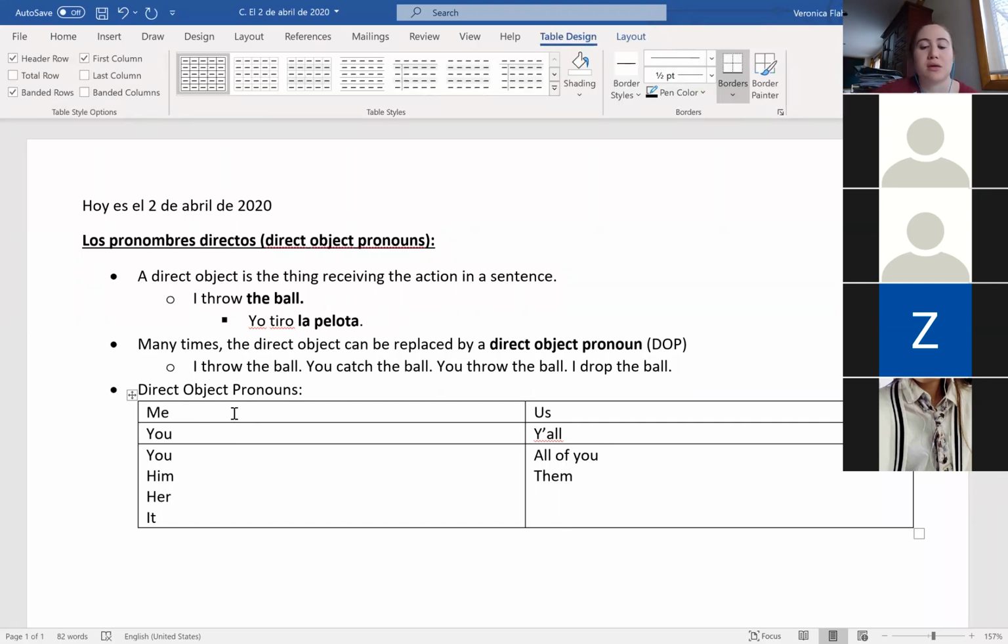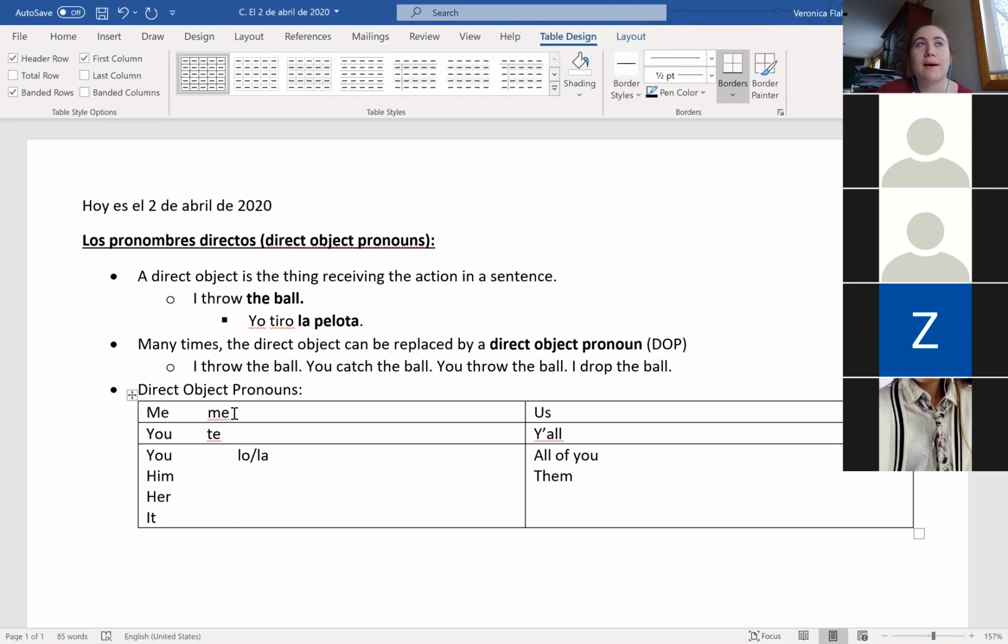What would it be for me? Me. And for you? Te. For you and for him and for her, we have some variety. We have lo and we have la. If you're talking to someone in a formal way and you're saying you, as in usted, and they're the direct object, so this is like a special occasion. If it's a man, you'd call him lo. If it's a woman, you'd call her la.